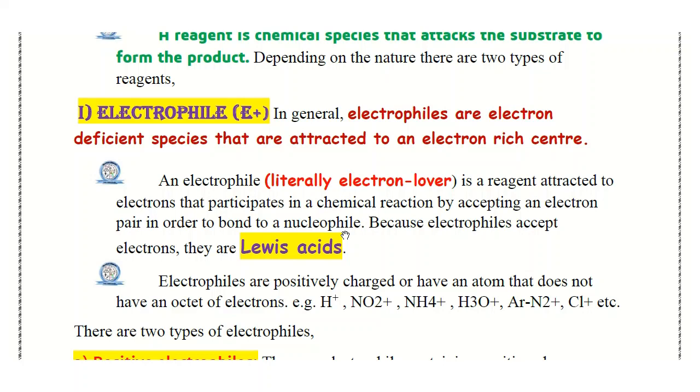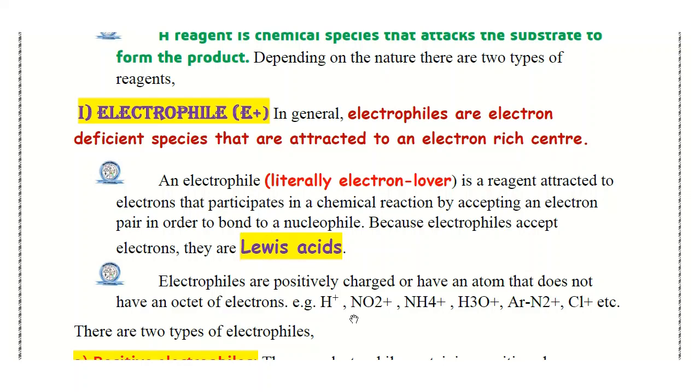We have studied the different theories about acids and bases. One of the well-known theories was given by the scientist Lewis. He gave the concept that Lewis acids are those chemical species which accept electrons, and electrophiles also do the same. They require electrons, they gain electrons, they accept electrons. So that's why electrophiles can be known as Lewis acids.